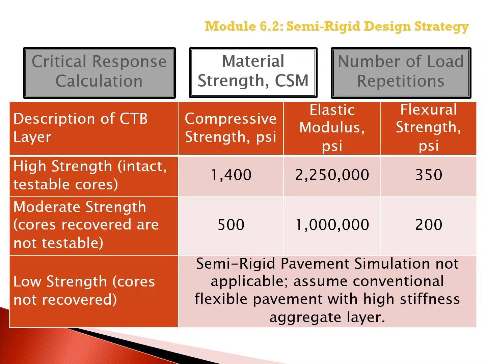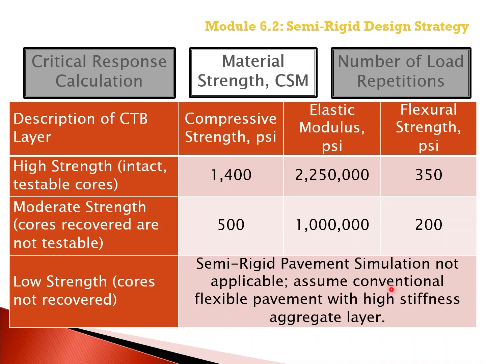And this just shows some, which we've previously covered. This shows some examples, some default values for what were considered the high strength, moderate strength, and low strength chemically stabilized material. Again, to mention this again, if the chemically stabilized layer cannot be cored, then that would not be considered appropriate or applicable to a semi-rigid pavement.